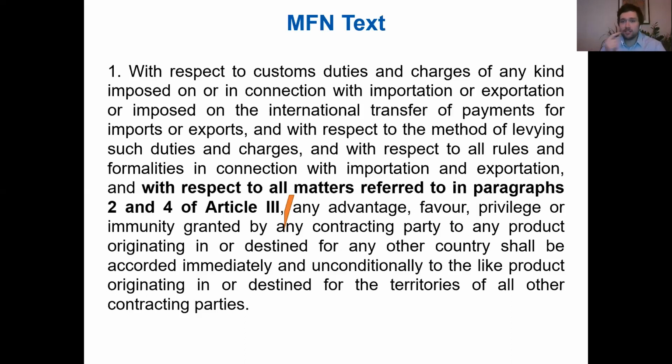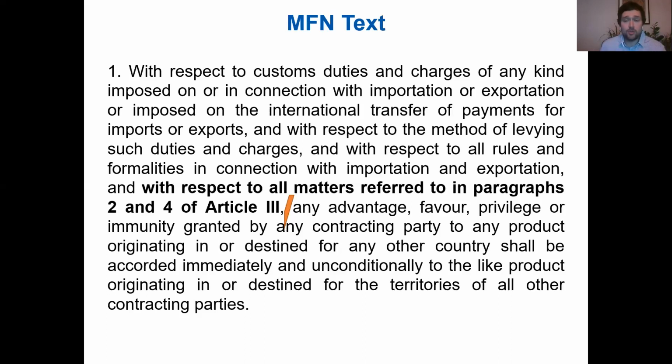When we were reading this provision in our MFN lecture, I intentionally didn't mention a word about this part of the text. So I understood we will get back to it, because at that moment in time, it would be difficult for you to understand what it actually means. You did not yet know what is meant by paragraphs 2 and 4 of Article 3. So now you understand what it is. It's domestic taxation and domestic regulatory measures which affect sale, offering for sale, distribution, transportation, use of a product.